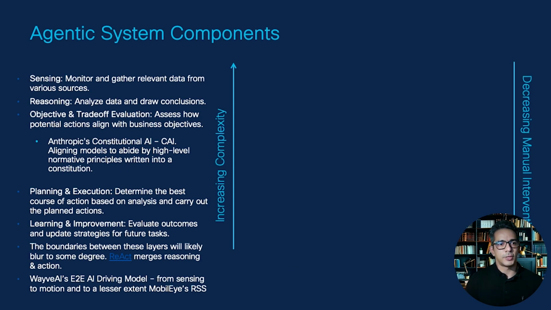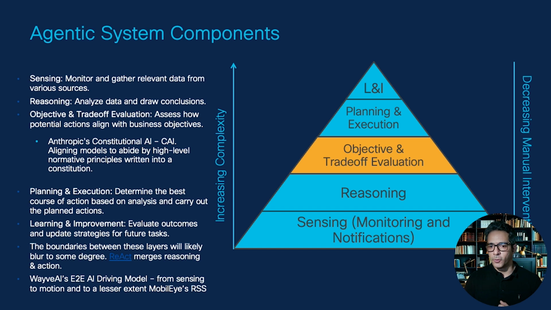Moving on to the agentic system components. So this view here is an attempt to show the different components or the layers of a mythical, fully agentic system end-to-end. The order is in terms of increasing complexity and, at least currently, decreasing manual intervention. Starting with the bottommost layer, with sensing, you want to monitor and gather relevant data from various sources. After you've done so, you want to reason, you want to analyze data and draw conclusions. Then you want to do some objective and trade-off evaluation, assess how potential actions align with business objectives or not.